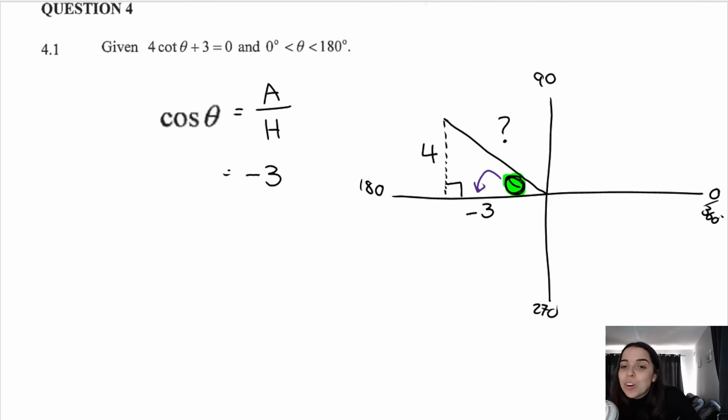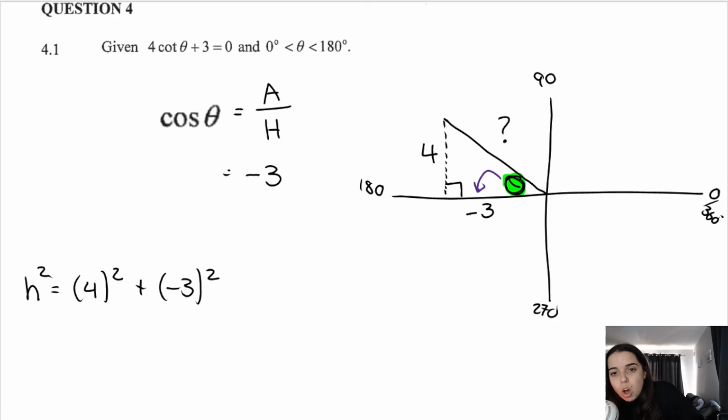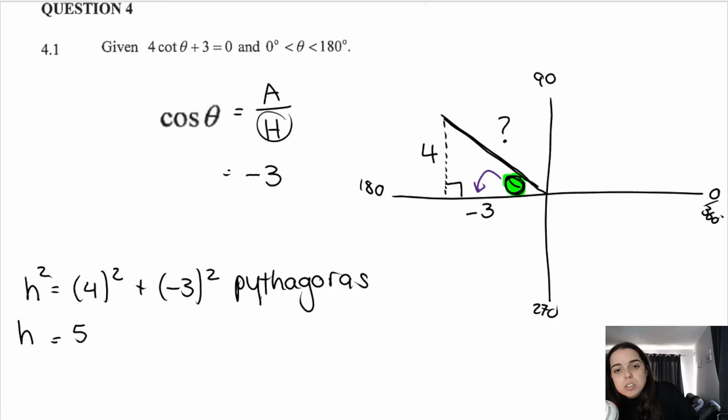If you are, correct. So the hypotenuse squared is equal to 4 squared plus -3 squared. We add them and then take the square root. Ultimately, h is equal to 5, Pythagoras. Therefore, the hypotenuse is 5, and that is your answer. Cos theta is -3 over 5. That's how easy it is.